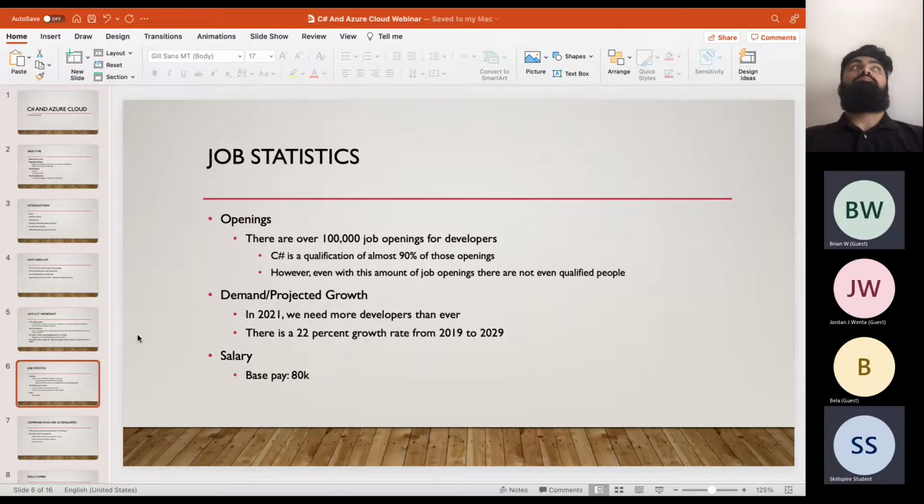Okay. So job statistics. Currently, there are over 100,000 job openings for developers. This is developers across the board. So Java developers, C++ developers, cloud developers, any type of developer. And C# is actually a qualification for 90% of these openings. Even though there are so many openings for developers, there are not enough qualified people. So a lot of these stay open, and that's why the development industry has such a high demand. So you get paid a pretty high salary compared to other industries. It's because there are a lot of openings, but not enough qualified people. And when I say qualified, it's not that you know the language and you get the job. You actually have to know the language pretty well, and you have to know how to solve the problems that they're giving you.